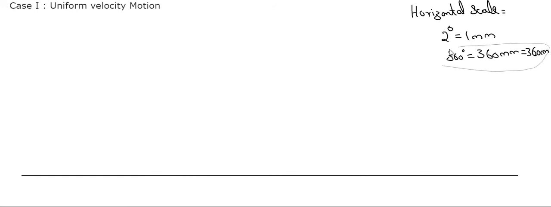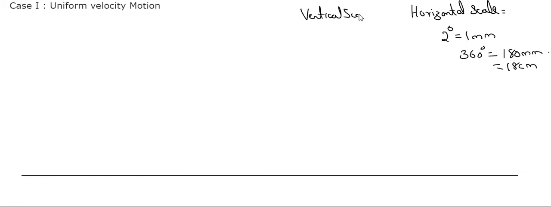And if you do the scaling accordingly, you can contain it, but it is generally mentioned not to scale it too small or too large. So again, if I'm now taking 2 degrees as 1 mm, that will be convenient for everyone. So you will get 360 degrees equal to 180 mm or 18 centimeter. Similarly, for the vertical scale, since only 30 mm is given, you can take 1 mm equal to 1 mm. So you will get 30 mm, which is the maximum lift, equal to 3 centimeters.